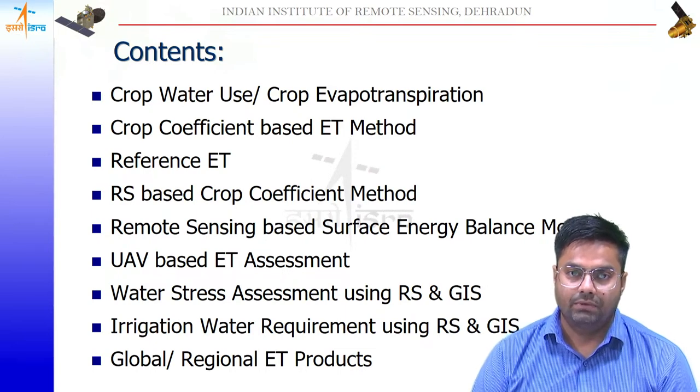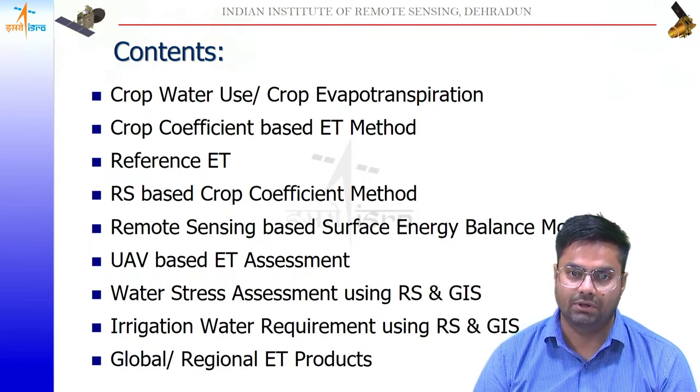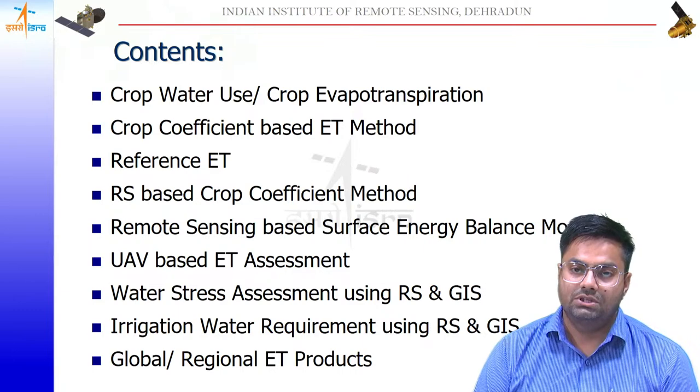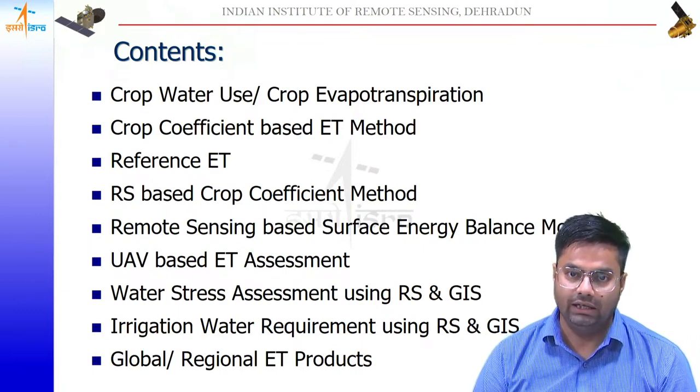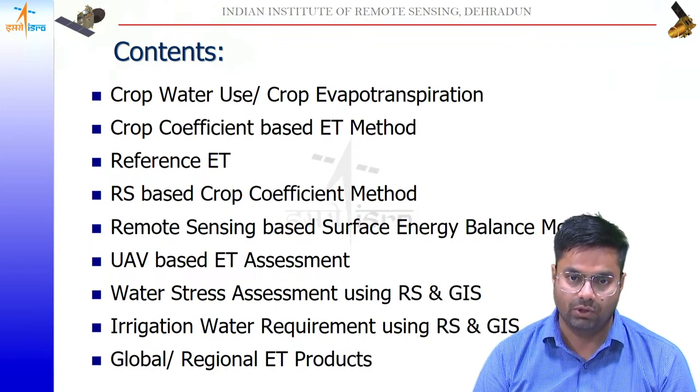In terms of content, I will discuss in this lecture the crop water use or crop evapotranspiration, the definition and its basic processes. Then the crop coefficient approach, which is very widely used at global scale, for field scale, as well as for remote sensing dataset-based crop evapotranspiration estimation. Then reference evapotranspiration: what is the basic equation, and what are the parameters incorporated here. Then the remote sensing based crop coefficient method, followed by a case study.